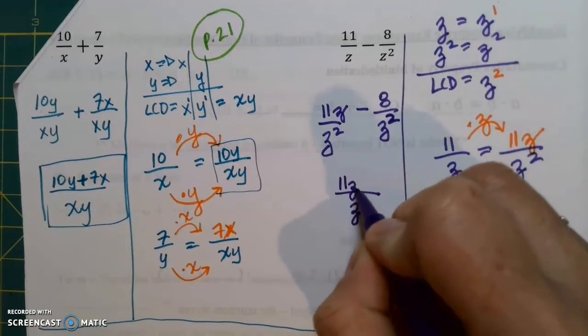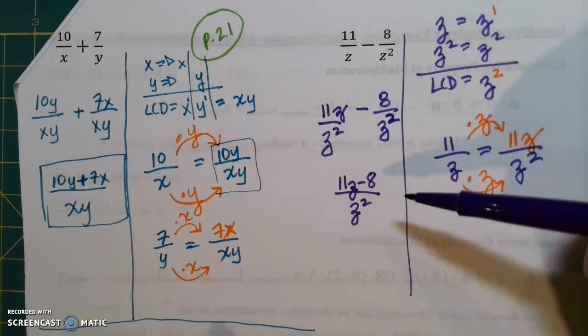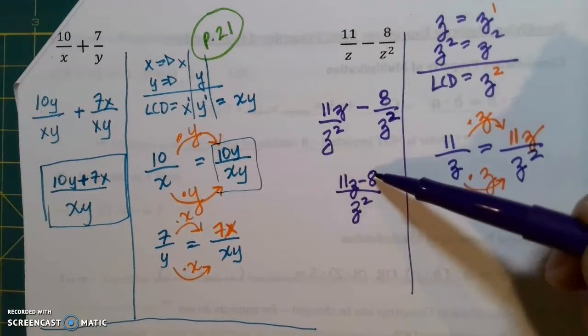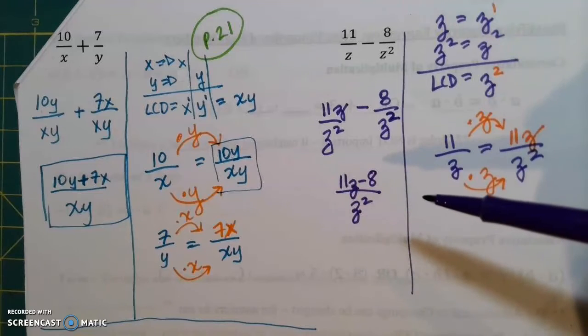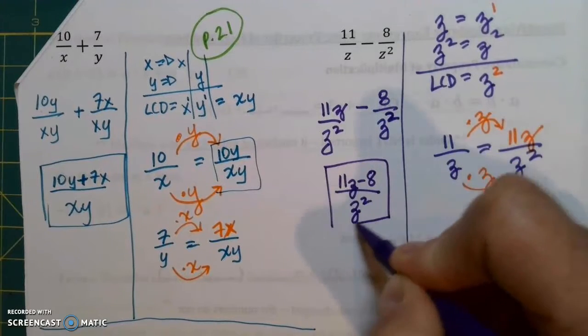So 11z minus 8. And checking for any simplifying possibilities. These are not like terms. One has a z, one is a constant, and there's nothing we can factor out here. So we are just going to say, all right, we're done there.